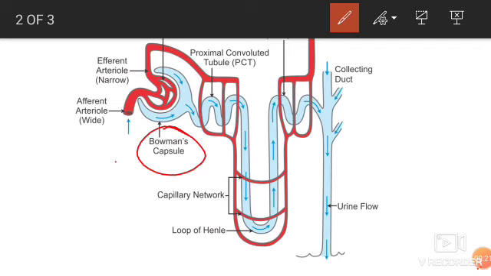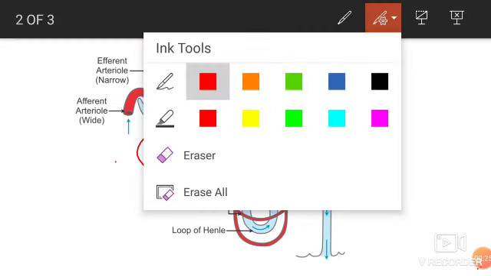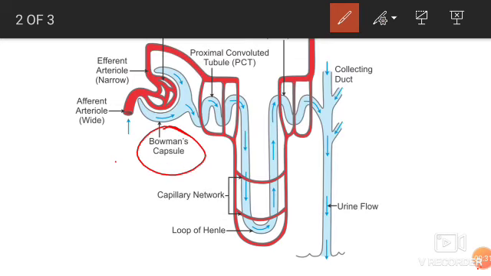I'll change the color. Okay, so this is the Bowman's capsule. Here you can see this blue part. Then you can see this part, the curved part, that's the PCT. So that is the proximal convoluted tubule.